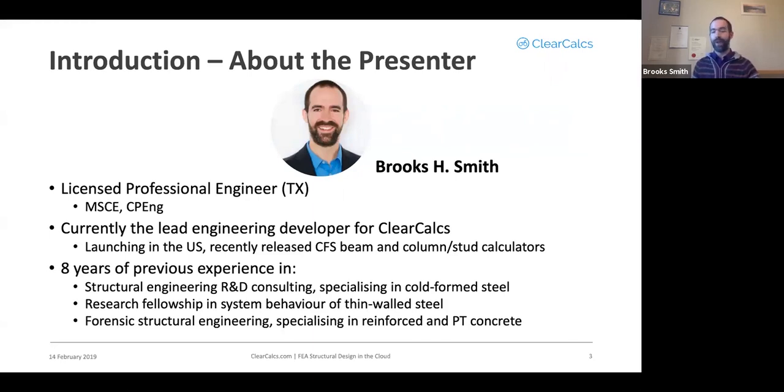I have, prior to that, 8 years of previous experience in, most recently, research and development consulting, in which I specialized in cold form steel. Working primarily in the United States, but all over the world as well. I had a research fellowship in thin-walled steel and the system behavior of that. Thin-walled steel referring primarily to cold form steel, but also to porous steels as well. That's a topic for another discussion. And my first job out of grad school was as a forensic structural engineer, where I specialized in reinforced and post-tension concrete.